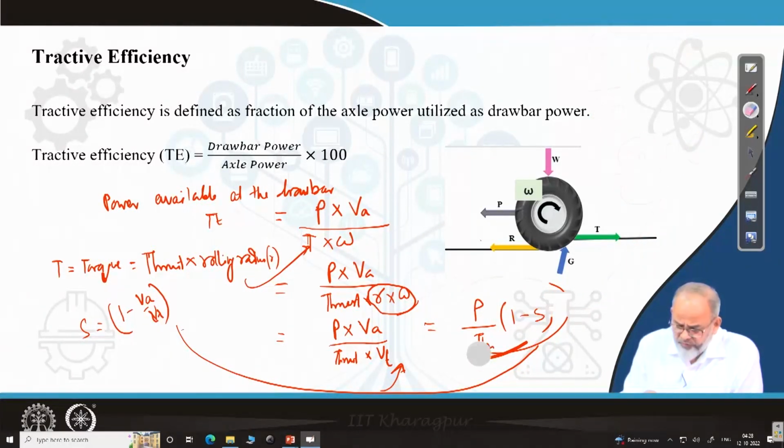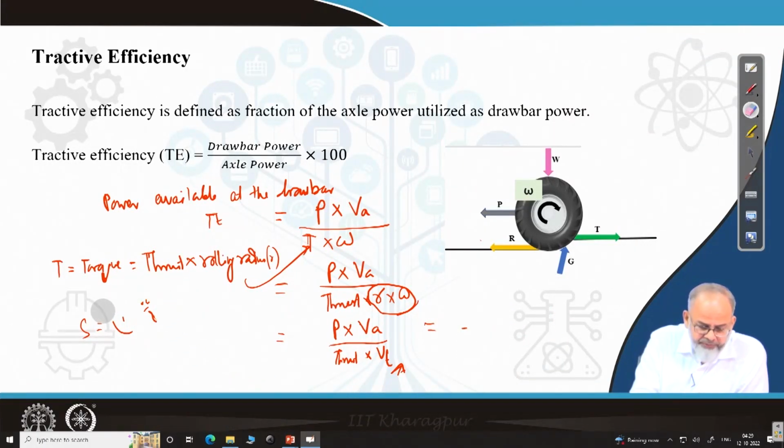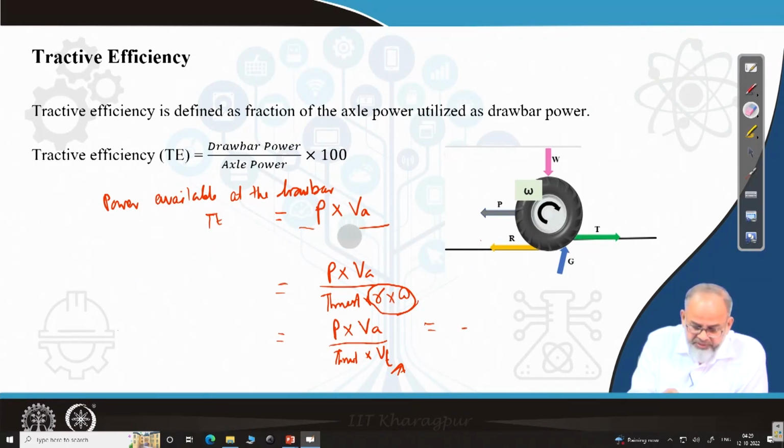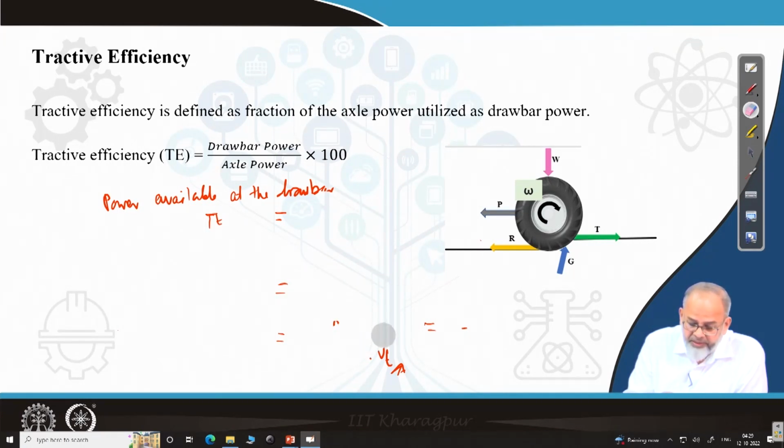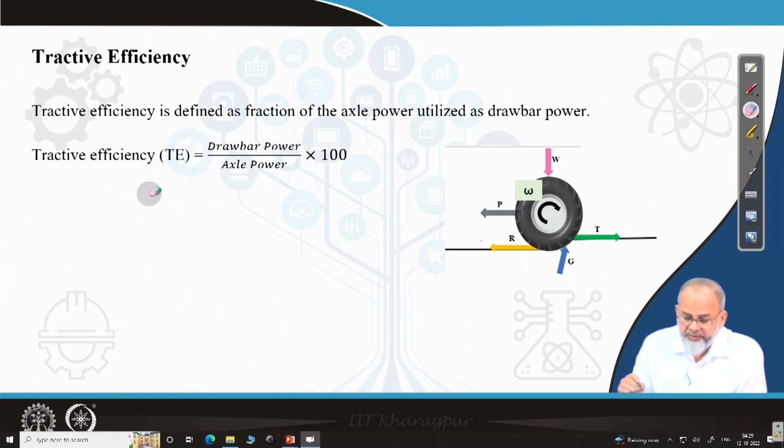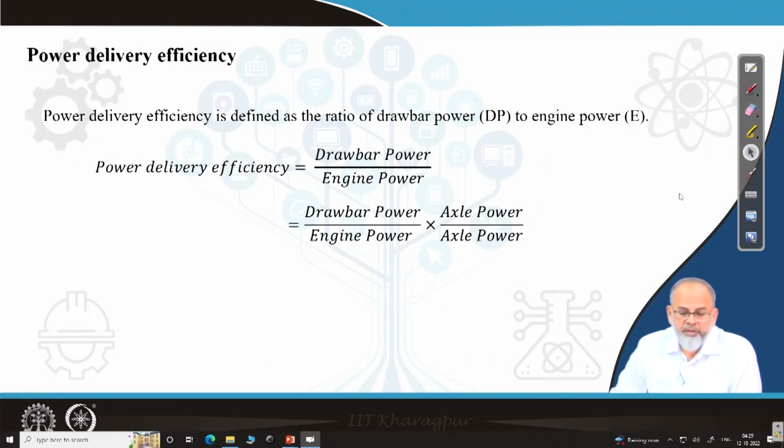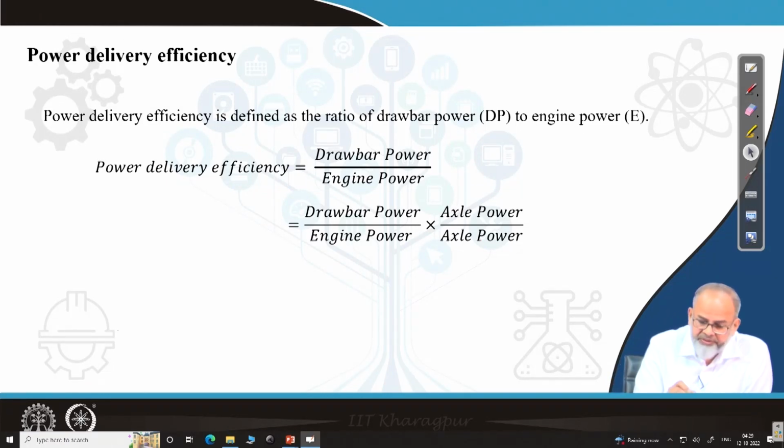Next, one more performance parameter I am going to define is called power delivery efficiency. It is again efficiency, that means output by input, but here I will take the output as drawbar power, and the input will be no more limited to the axle; it will be extended to the engine. Power delivery efficiency is defined as the ratio of drawbar power to engine power.